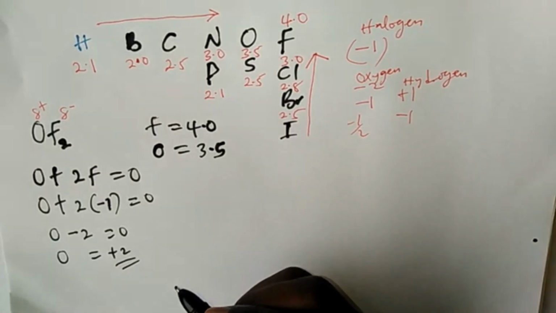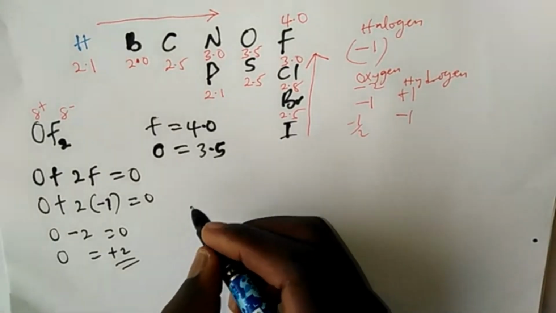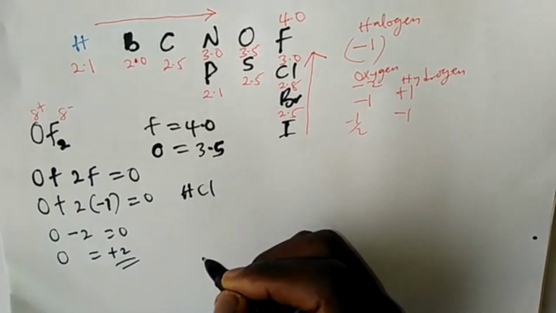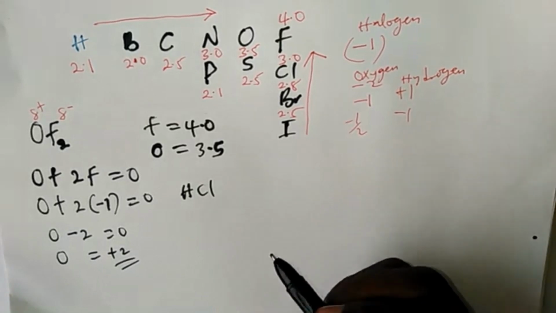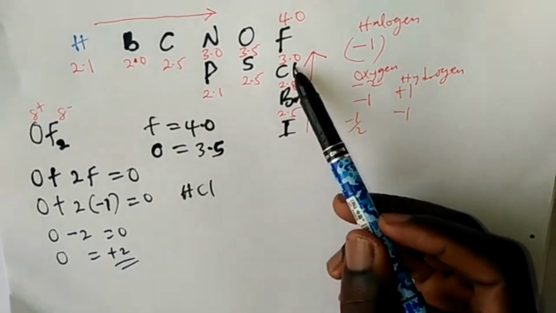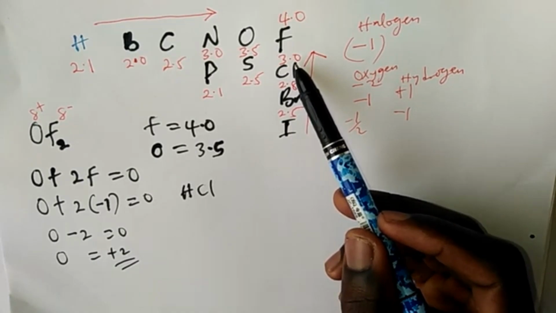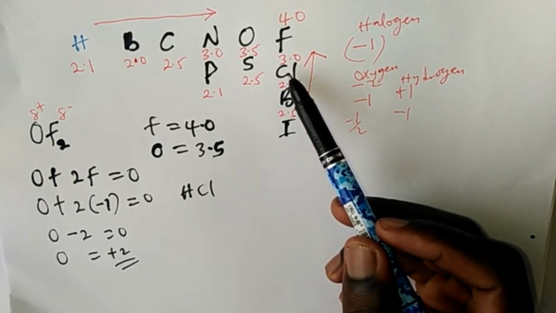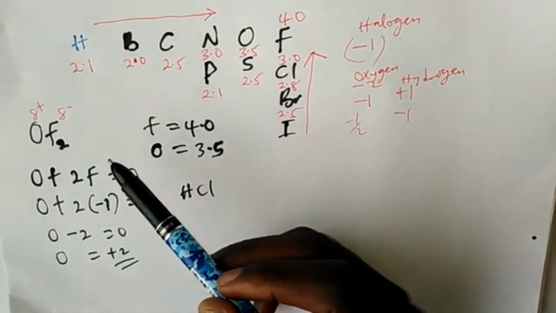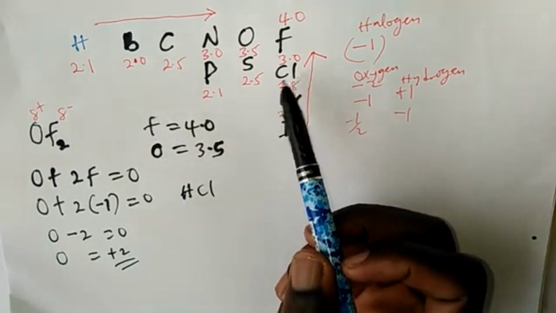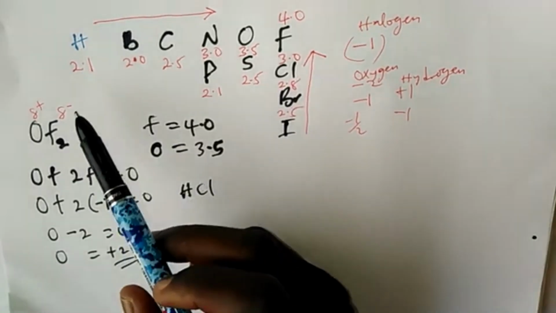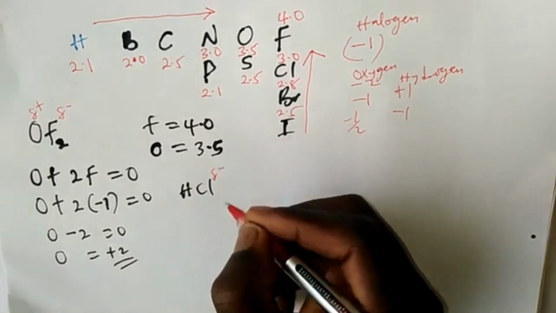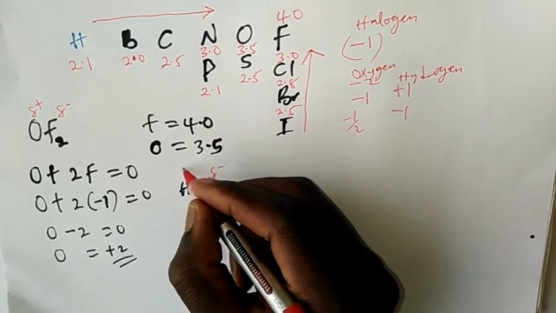Let's take another example. Let's say we have hydrogen chloride, right? Now we know that chlorine here has a 3.0 electronegativity value. That is EN value. I can just abbreviate it as EN value. 3.0 EN value, and then hydrogen has a 2.1 EN value. Therefore, chlorine is partially negative because it carries more electronegativity charge, and then hydrogen is partially positive.